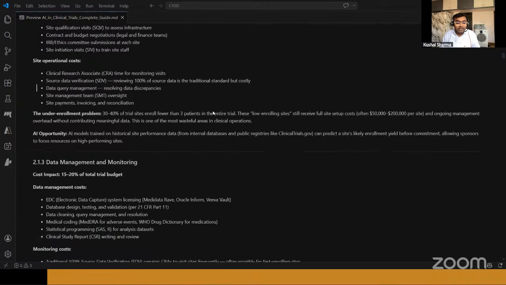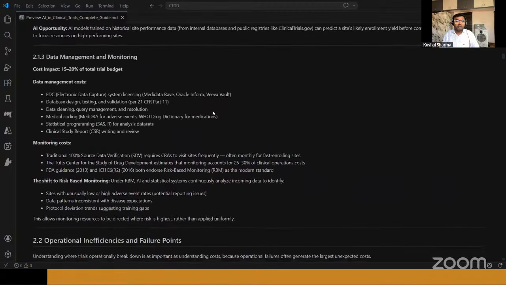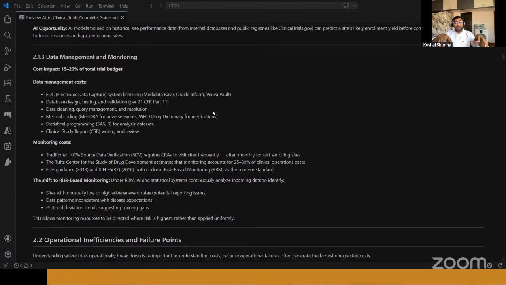Next part is data management and monitoring. The cost impact is 15% to 20% of the total trial budget. Data management cost includes EDC, electronic data capture system licensing like Medidata Rave, Oracle InForm, Veeva Vault, database design, testing, and validation per 21 CFR Part 11.